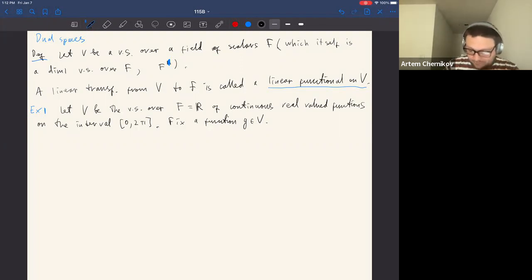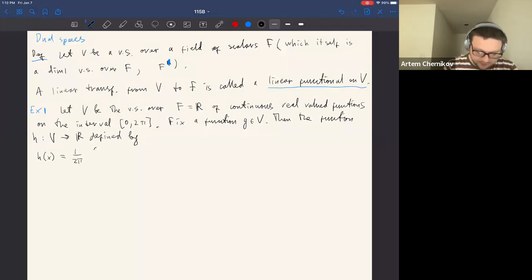So then once we have fixed some function g like this, we can consider the function h from V to R, so from the vector space V of continuous functions to the field of scalars R, defined by an integral. So defined by saying that the value h of x is equal to 1 over 2 pi integral from 0 to 2 pi of x of t g of t dt. Okay, so integrate the product of two functions, and we define it like this for all x in V.